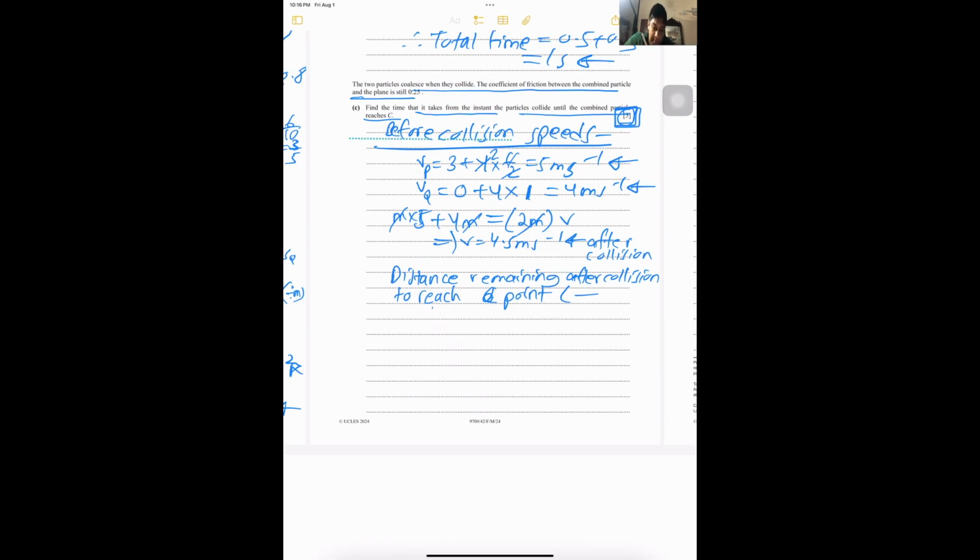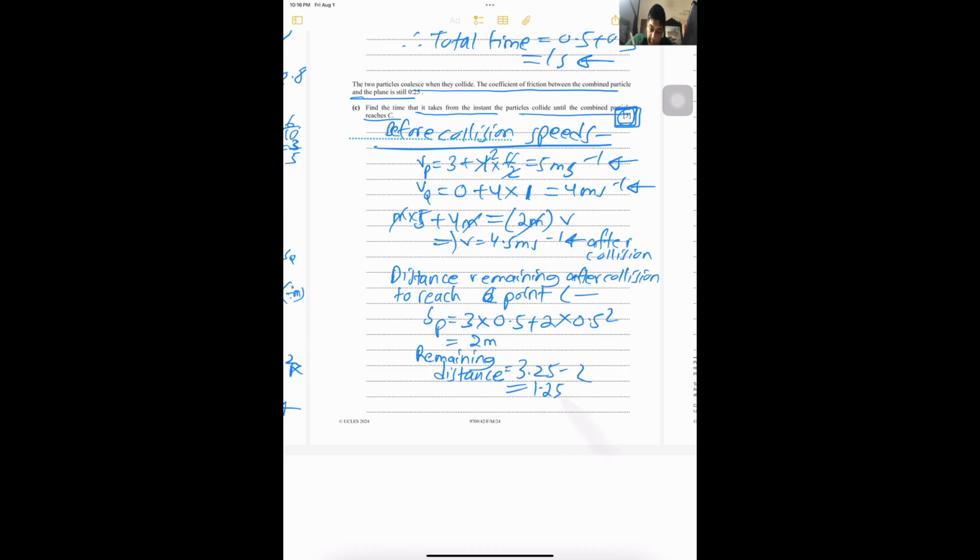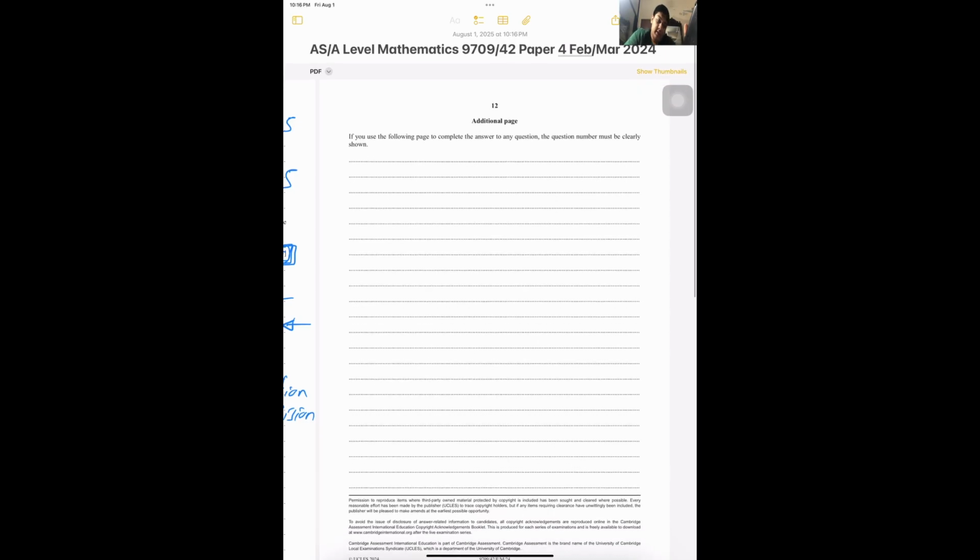To find this out, use the initial speed for P: 3 into 0.5 plus 2 into 0.5 whole squared, that is 3.25. Then 2 meters was the distance, so remaining distance equals 3.25 minus 2. Wasn't that 3.25? Yes, 1.25 meters. I will proceed to my additional page. Do use it in the exam if you think you need it.